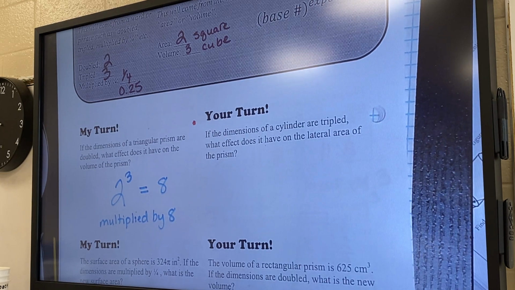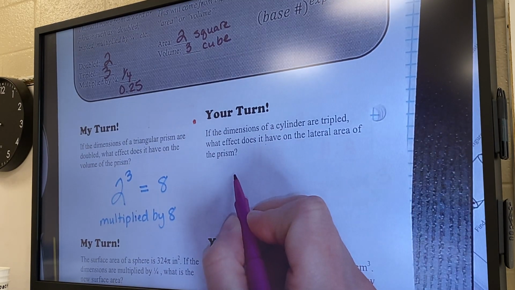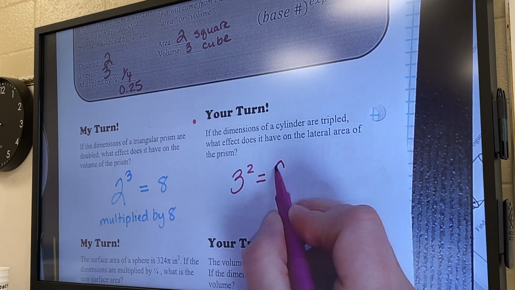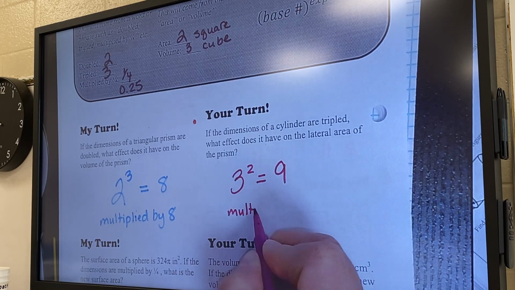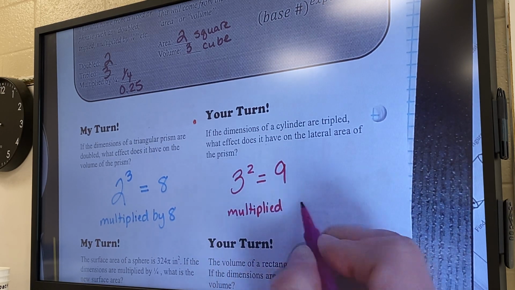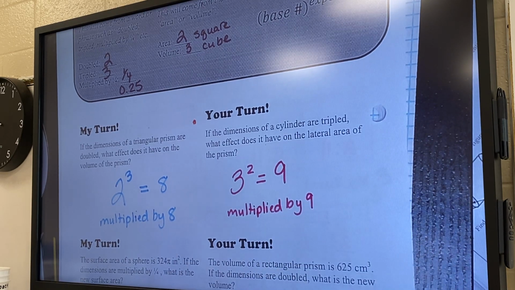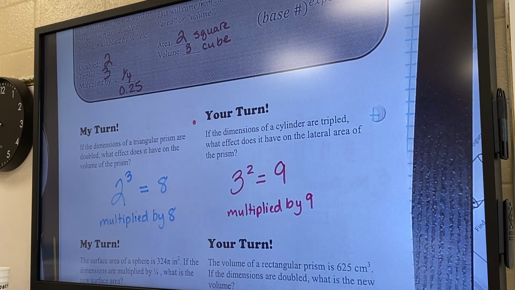All right, it says tripled, so the base would be what? 3. And then it says the lateral area, so what would the exponent be? Square. And then 3 squared is 9. So multiply by 9. Which would be 9 times greater, right? Or 9 times as big, whichever one.